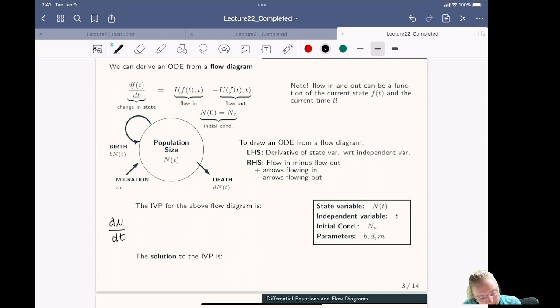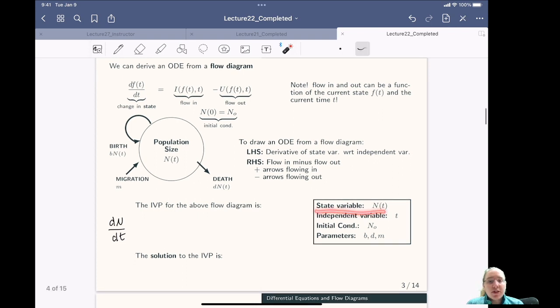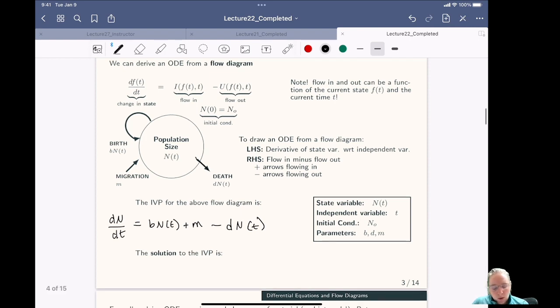You take the derivative of your state variable, which is the quantity inside of the bubble, and you're going to add all of the terms where you have an arrow coming into the circle. So here we have b n of t plus m, and we have one arrow coming out of that circle. This is the death term, and you're going to subtract all the arrows coming out. So you're going to do minus d n of t. All right, so when we solve a differential equation, what do we get?